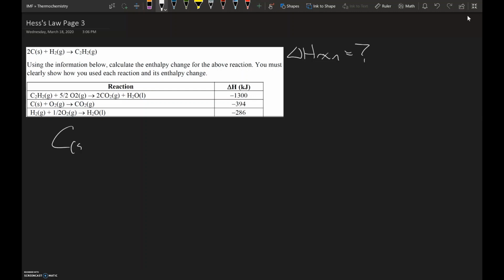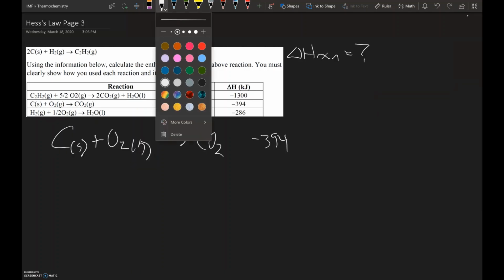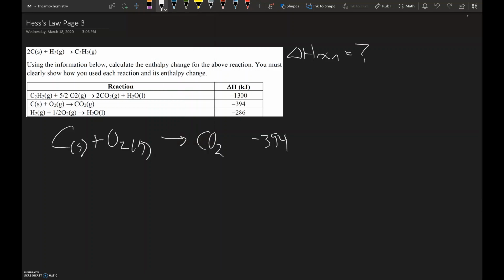So I'm going to go ahead and bring that down here. Delta H for that is negative 394. We don't need to reverse it because carbon's in the right place. But we do see that in the overall equation there are 2 carbons. So we're going to multiply this by 2 here.